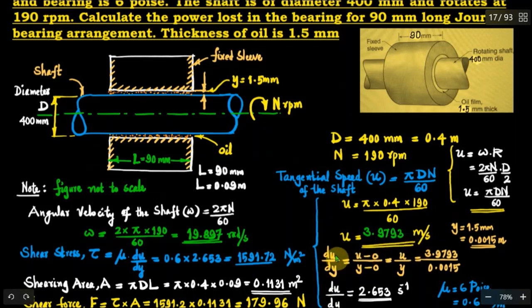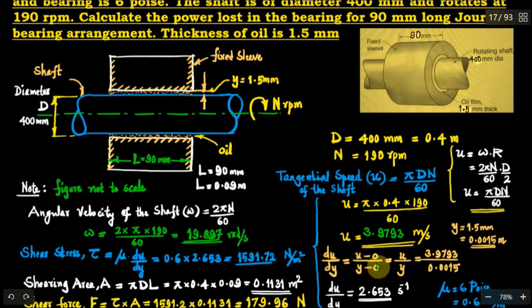Now we have to find out the velocity gradient. As in the previous cases, we find the velocity gradient. Remember, if you consider this small gap of 1.5 mm, the fluid layer which is closest to the shaft will be having the velocity u equal to 3.9793, whereas the fluid layer closest to the sleeve surface will be having velocity equal to 0. So there is a velocity gradient. That velocity gradient we are going to find out.